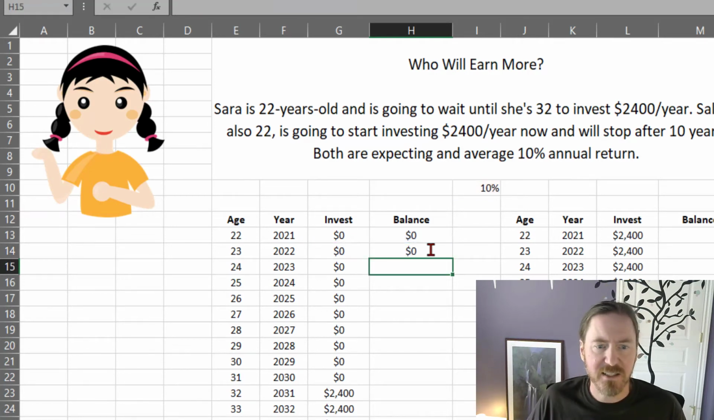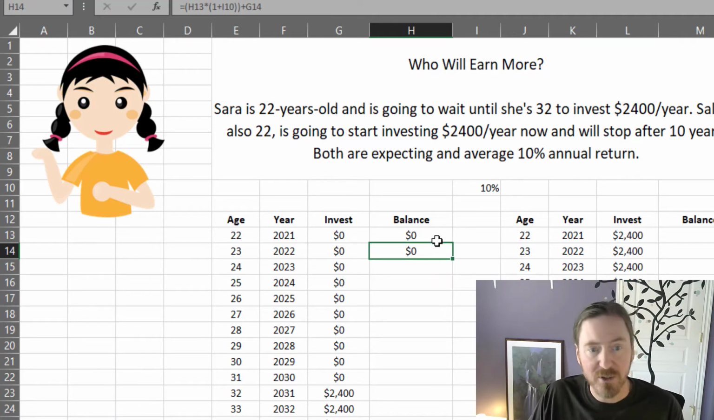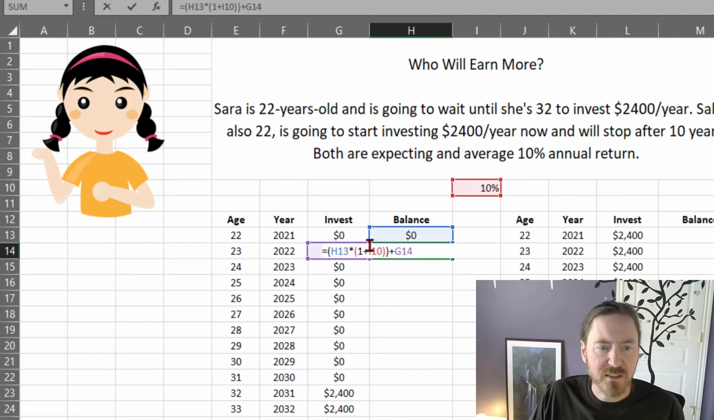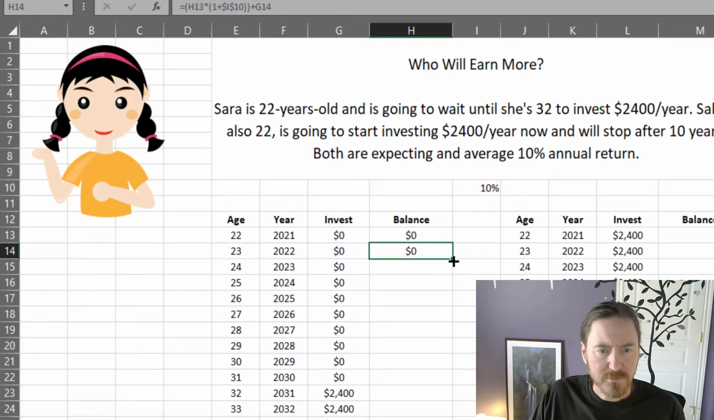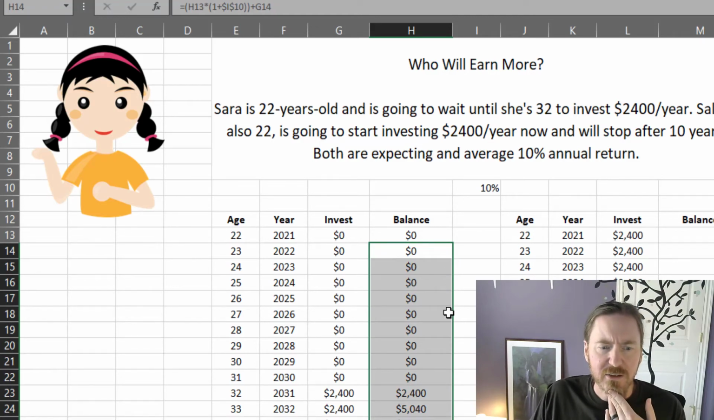All right, let's see how that looks. Of course, it's zeros. However, you know what? Let's make this absolute reference. I-10, on my Windows machine, F4, make that an absolute reference, since all of my formulas are going to reference that 10% cell. I'm going to autofill it down. I should just be able to double click on that fill handle, and let's see how it looks.